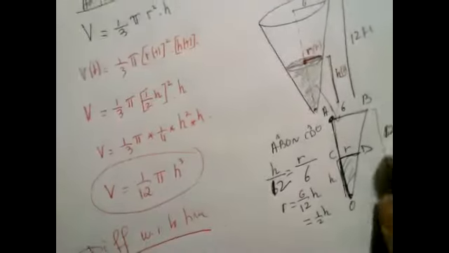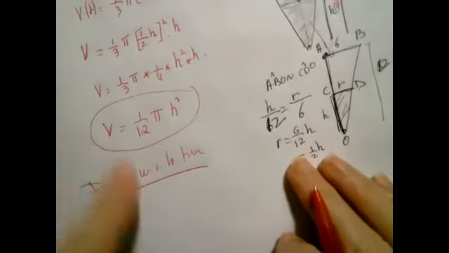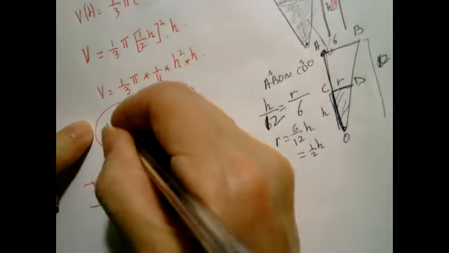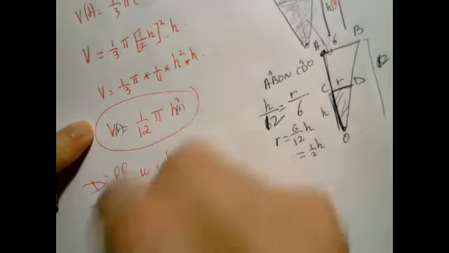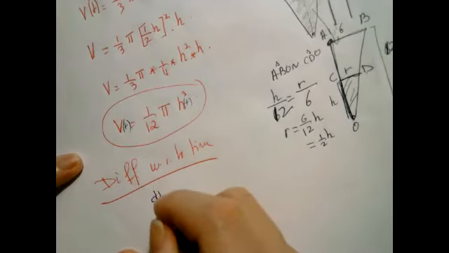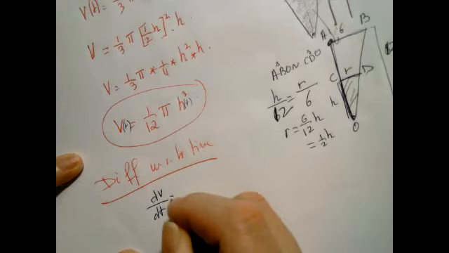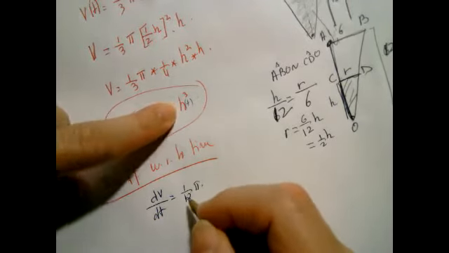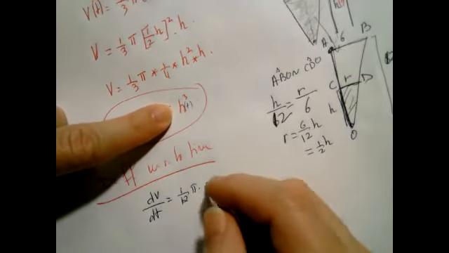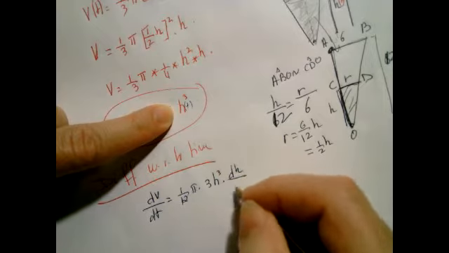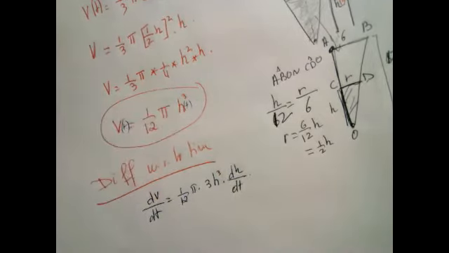Okay, and now I say the volume is equal to that. But as I said several times, that's not V, that's V of t, and that's not h, that's h of t. So now I differentiate. The derivative of the volume with respect to time equals a constant times the derivative of h cubed, which is 3 h to the power 3, times the derivative of h with respect to time.